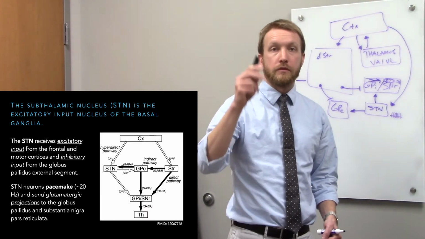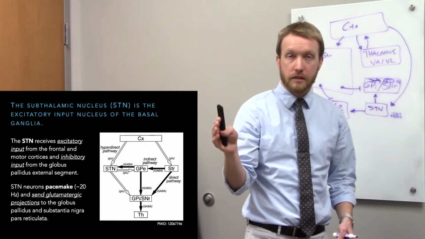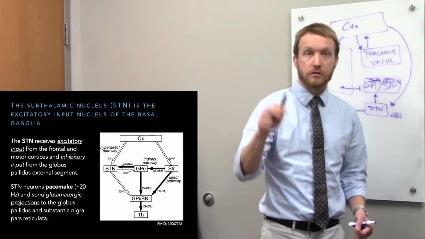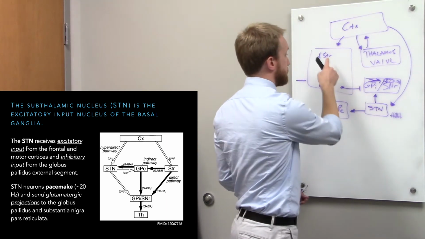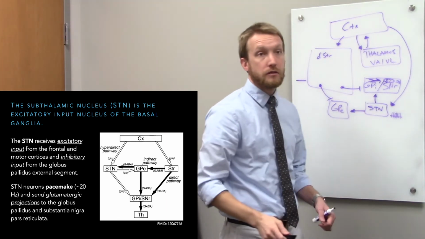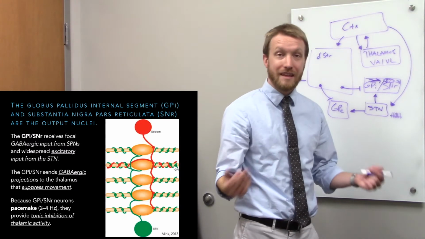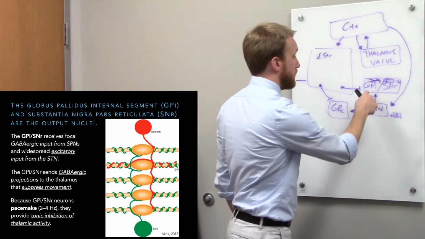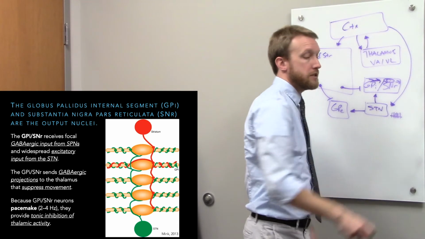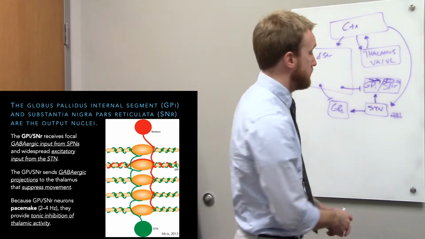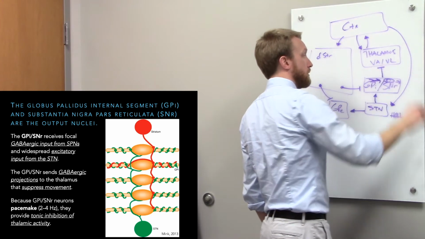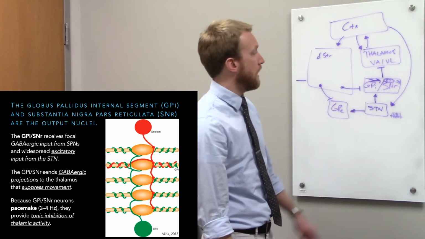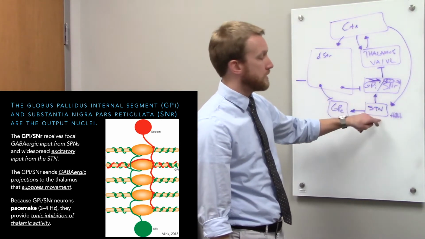So, we've gone from cortex to striatum, that's going down the right there. We're also going from cortex to STN, so there's our two inputs, the striatum and the subthalamic nucleus. The outputs are going to be the internal globus pallidus and the substantia nigra, pars reticulata. These inhibit the motor nuclei of the thalamus. Everything's inhibitory except for our STN.